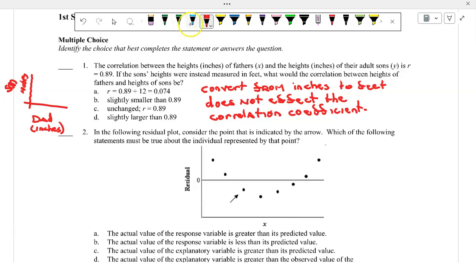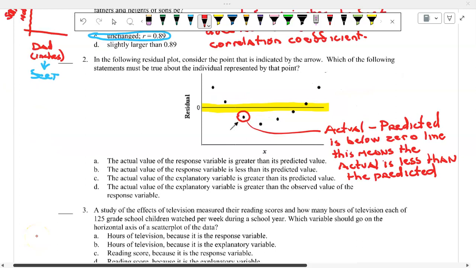Okay, now the question is, if we take these inches and we convert them to feet, does it change the correlation coefficient? And the answer is no. It doesn't have any effect on it. So it is unchanged.